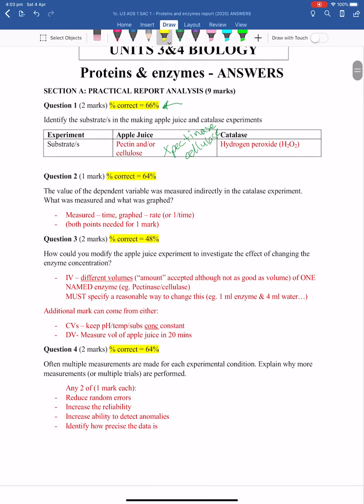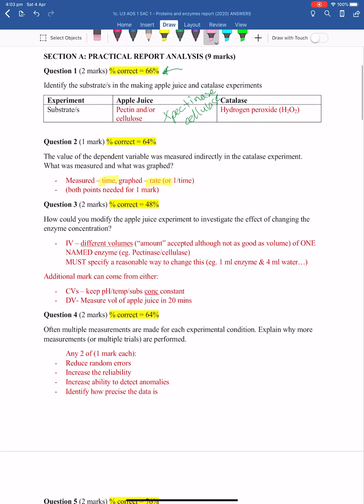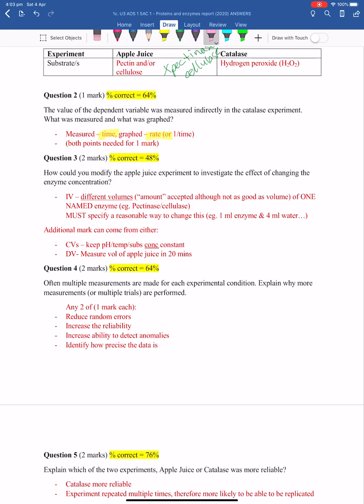Question number 2, the value of the dependent variable was measured indirectly. What was measured and what was graphed? So measured, you had to say it was time, and the graphed was rate or 1/time. Yes, both points needed for 1 mark. If you got half of it right, you got 0 marks.